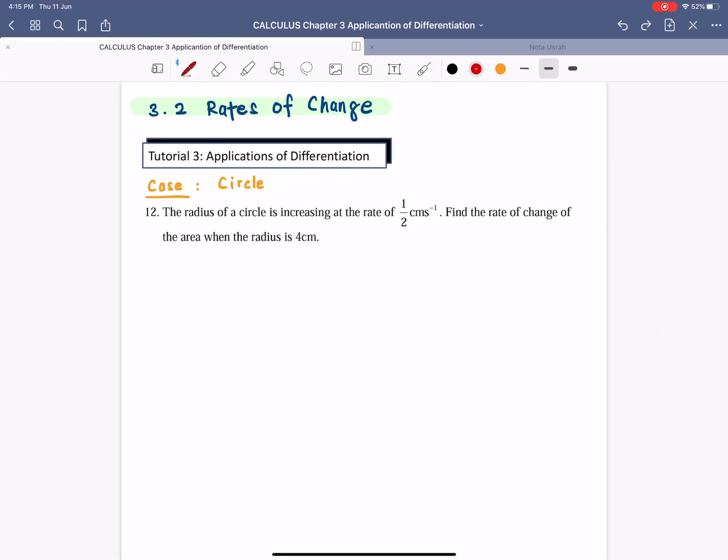Now let us refer to examples or questions given in the tutorial questions. Refer to tutorial 3, applications of differentiation. Let us first look at question number 12. Question number 12 gives you a problem about a circle.